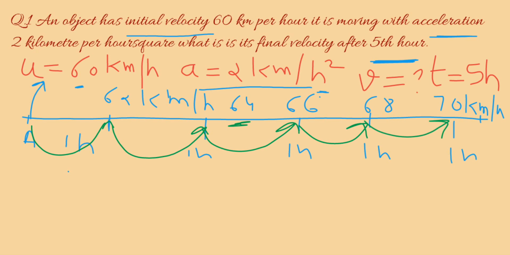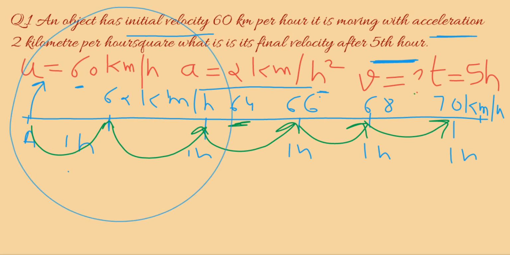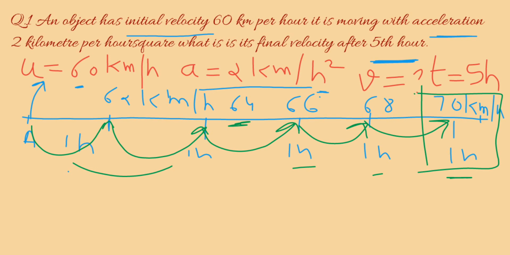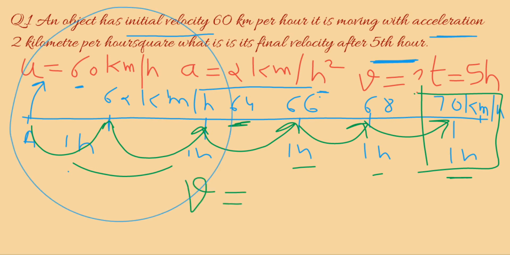So see the question. The question is asking what is the final velocity at the 5th hour. See, 1st, 2nd hour, 3rd hour, 4th hour and 5th hour. What is the final velocity? Can you give me the answer? Yes, the final velocity is 70 kilometer per hour. Am I correct? Now we will solve this question mathematically.